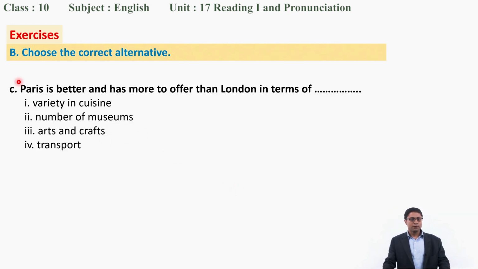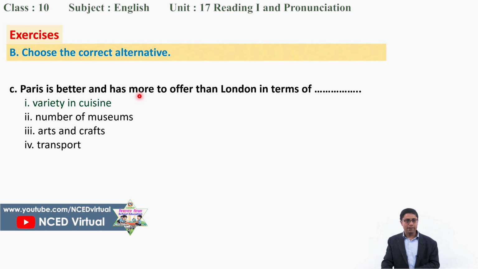Okay, third one. Paris is better and has more to offer than London in terms of, what does Paris offer more than London? Variety in cuisine, number of museums, arts and crafts, transport. Can you say? So we have already discussed that Paris has fewer museums, and arts and crafts, they are equally important, we discussed. Transport, we discussed. London has an extensive network. Then what's the right answer? It is variety in cuisine. Though London also offers a variety, an array of food, we can get more in Paris. Paris is known for its cuisine. Okay, so it's variety in cuisine.